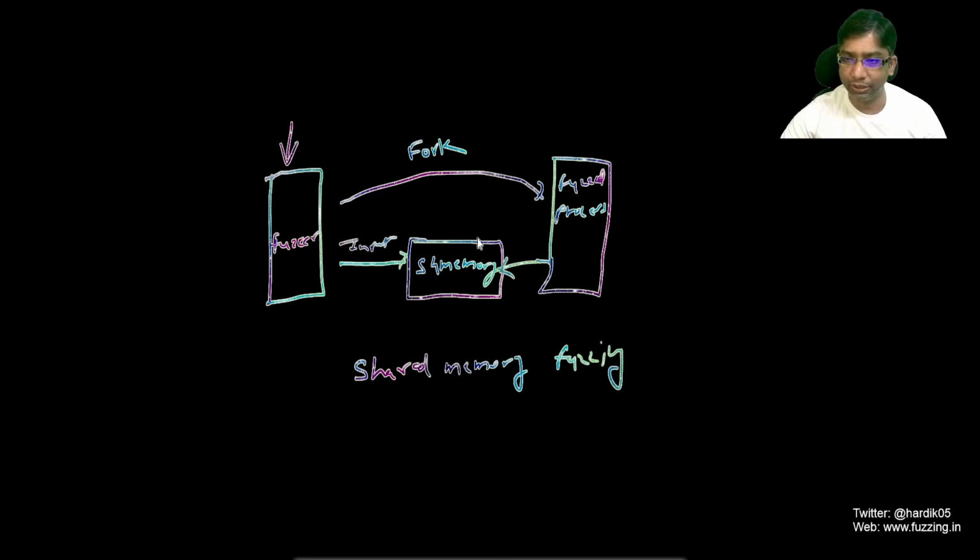But there is an issue over here. Whenever this process initiates the execution, the fuzzer needs to again call the fork system call. And what this fork system call will do is that it will again create a clone of the process which we want to fuzz. So this happens every time. So this fork is still costly, and this is performance intensive. So we can even optimize this thing.